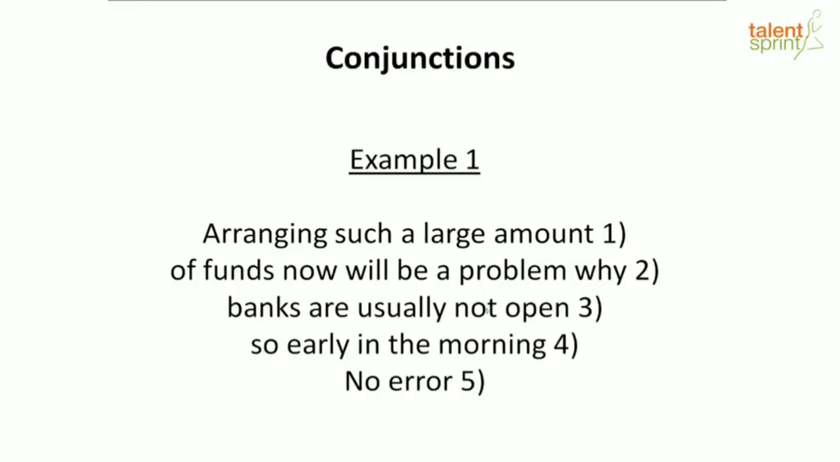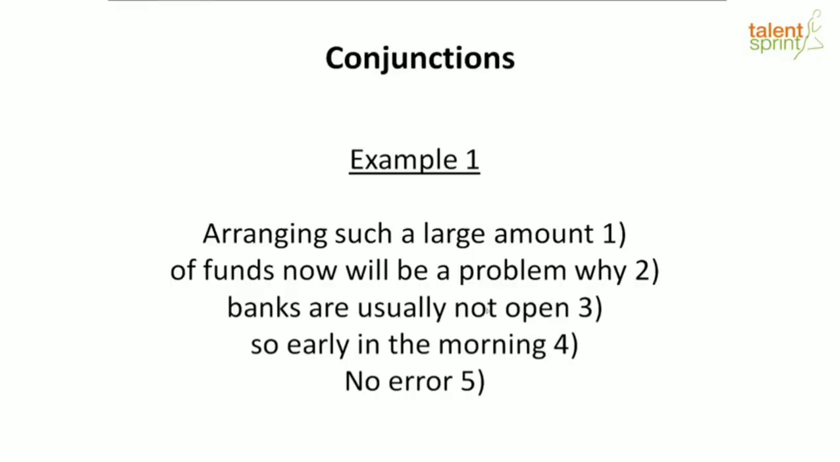So let's look at this example and understand what conjunction, or if there is a conjunctional error, then let's look at that. Arranging such a large amount of funds now will be a problem is one complete thought, right? That is a consequence. So what is the reason? The reason is given right there. Banks are usually not open so early in the morning. That is your reason. So we have a cause and effect relationship here.